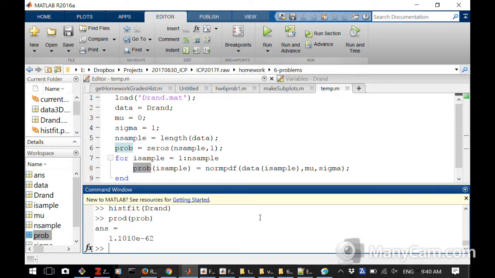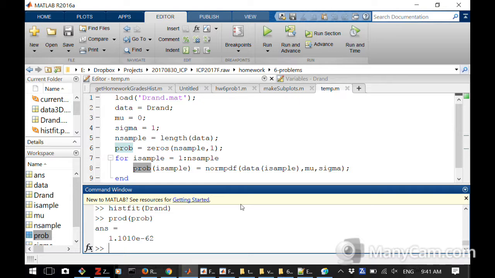So what is the solution to this problem? You take the log. Then, what is the log of 10 to the power of negative 62? Negative 62, right? So instead of getting such a tiny number, you get the exponent of it, and you represent the probability by its exponent. And whenever you talk about probability, you know that you have to take the exponential of the number that you have in order to get the probability.